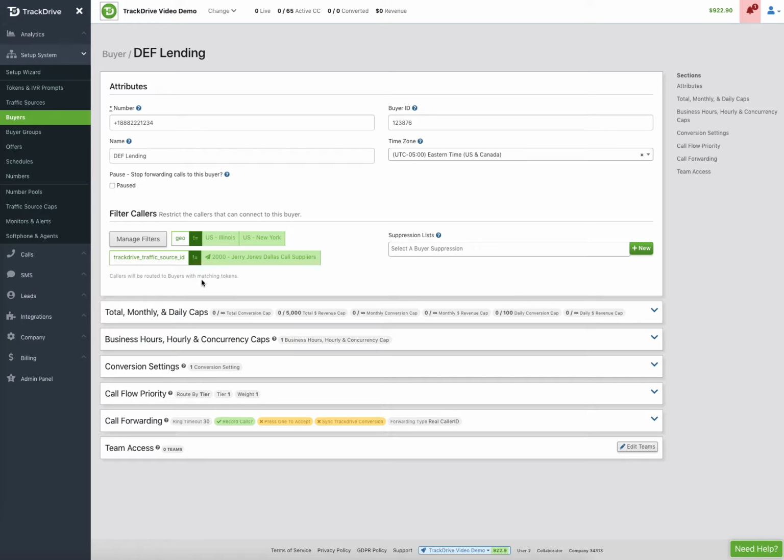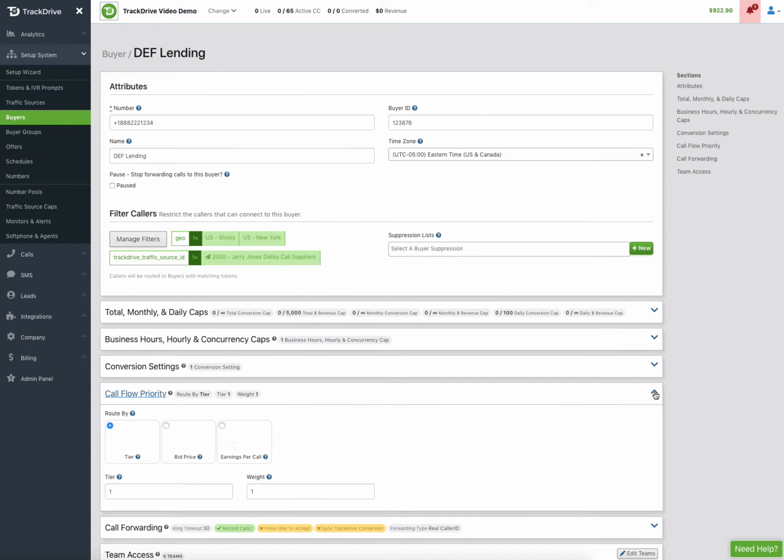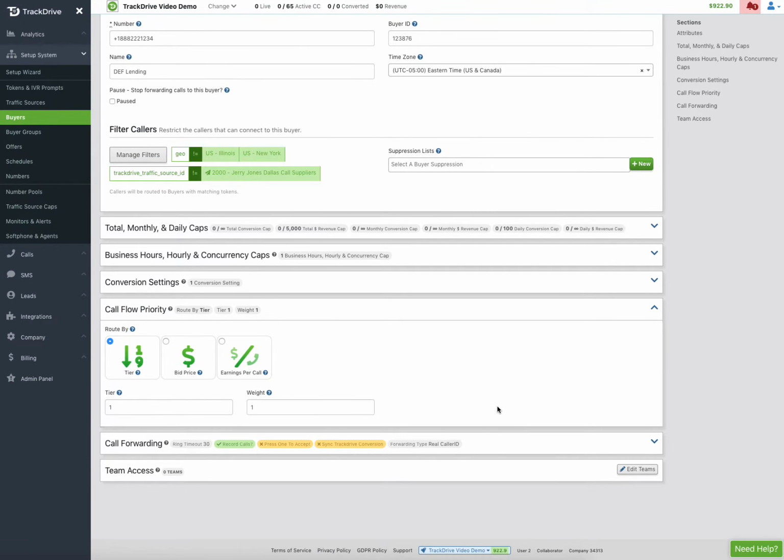So based on that, as there's 10 buyers on an offer, we need to know which buyer is going to get the most calls, in what order. So that's what the call flow priority is. Now, we always route to our buyers by tier and weight. We do have a couple of ways to calculate the tier automatically by setting the tier to the bid price or the earnings per call, but I'm going to describe how tier and weight work so that these two things will make sense.